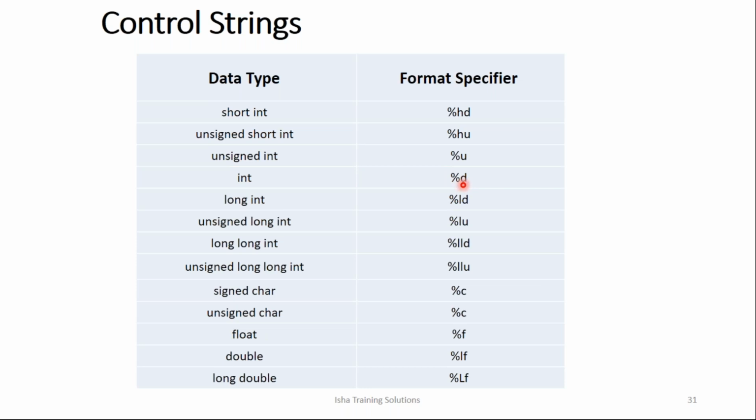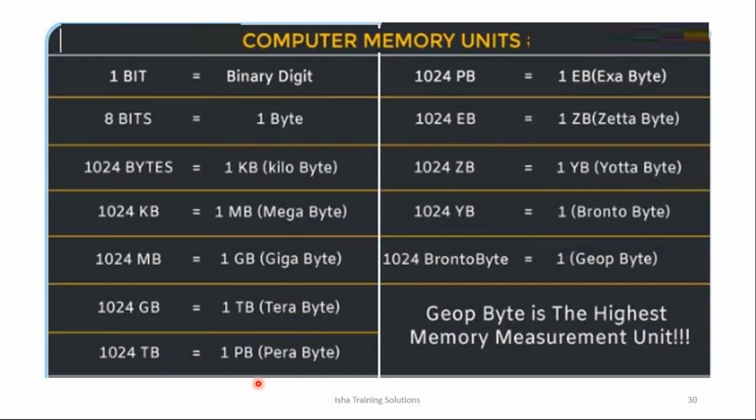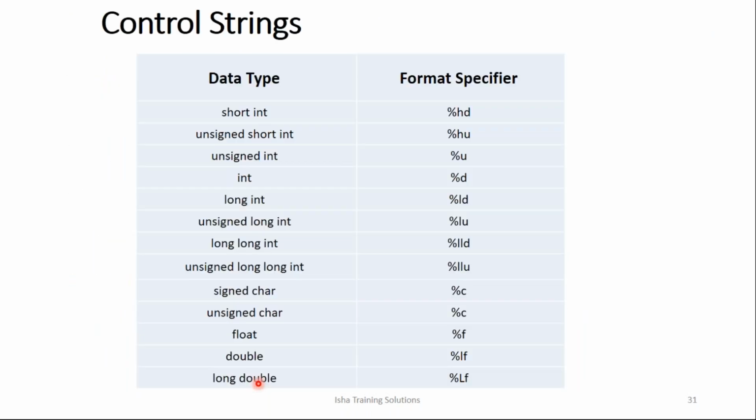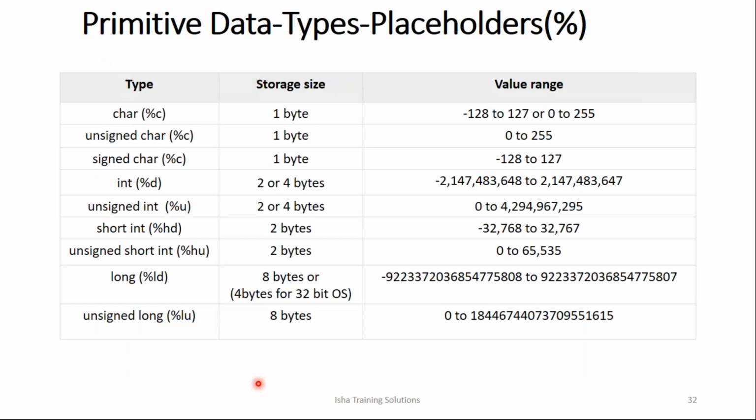Okay, and when you are using a character, percentage c. When you are using a float, you are going to use percentage f. Like that, many other data types are there. We will see all the data types with examples. As of now, we will see the most commonly used data types: int, char, float, and double. Okay, and we have seen this slide also yesterday.